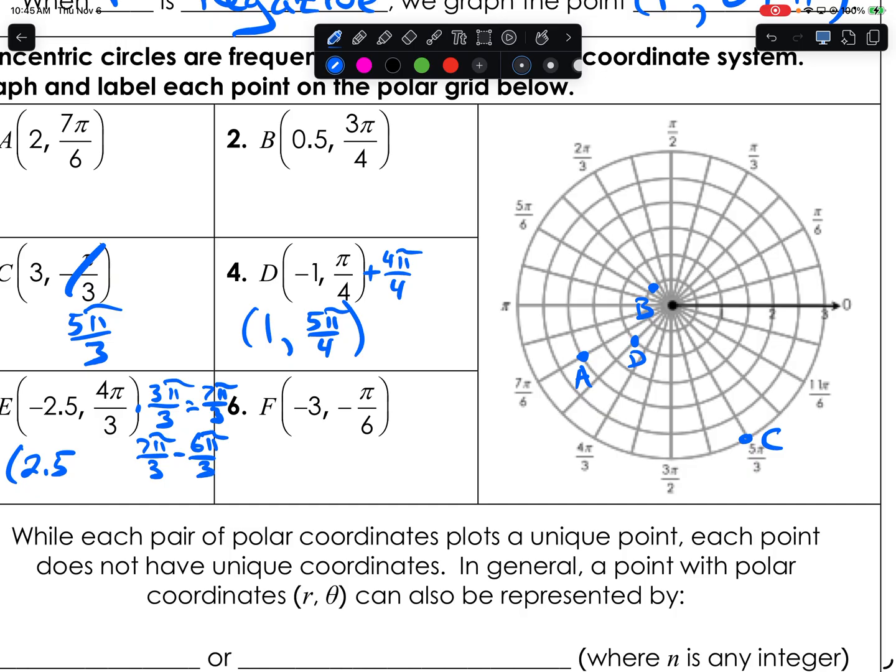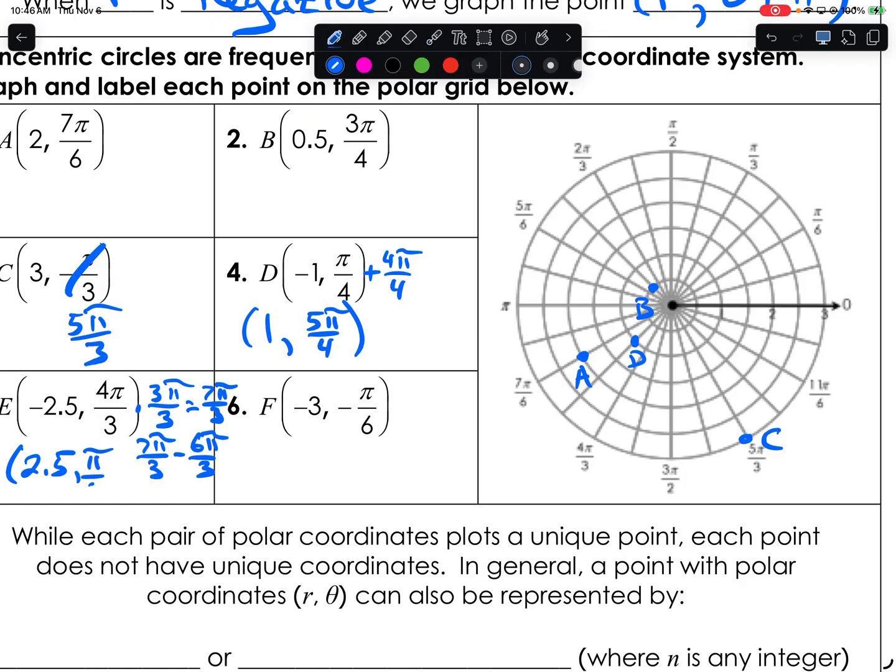This is a moment where you got to ask questions if you didn't understand what just happened. Right? So first thing we did is we made the radius positive and we added pi. That's what we did right here. Then I got 7 pi over 3, but 7 pi over 3 is more than 1 revolution on the unit circle. So I have to subtract a coterminal angle, and 6 divided by 3 is 2 pi, right? So I subtracted 2 pi. So 7 pi over 3 minus 6 pi over 3 is pi over 3.